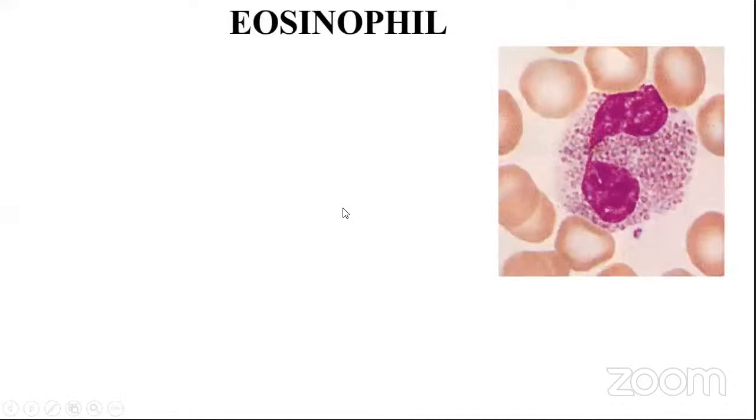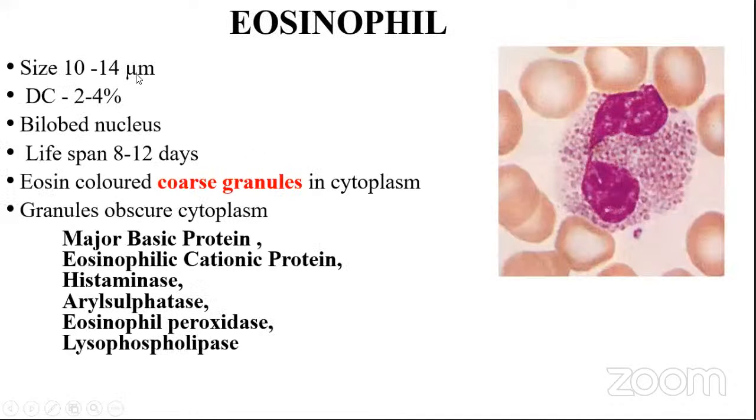Coming to the eosinophil, the size is 10 to 14, the same size as neutrophil and basophil, all 10 to 14 micrometers. The differential count is 2 to 4%. Remember, it is bilobed, spectacle shaped. The lifespan is 8 to 12 days.